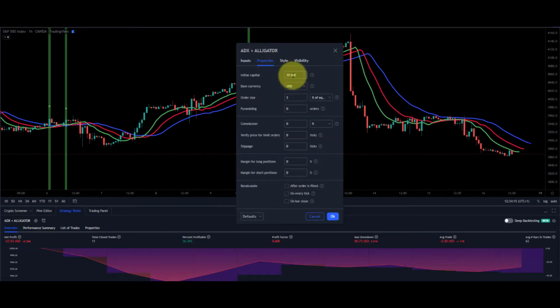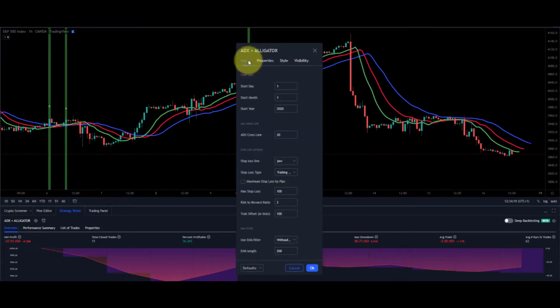Properties, got $10,000 in here, and it's going to take 3% of the equity for every trade. And we've got trailing stop. Got to play around with the inputs here to really optimize what you've got if you want to make it a winning strategy.